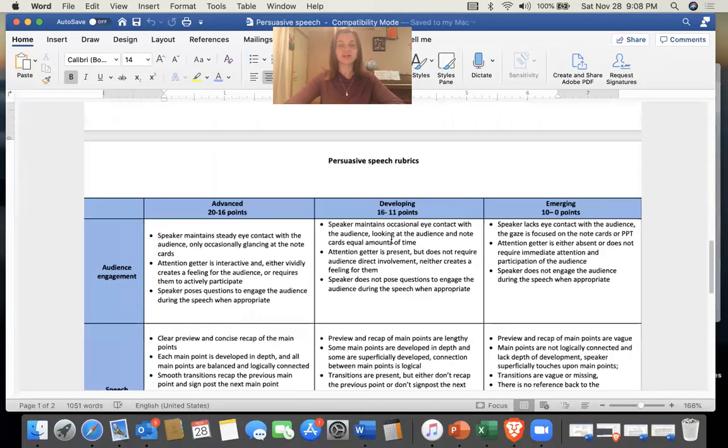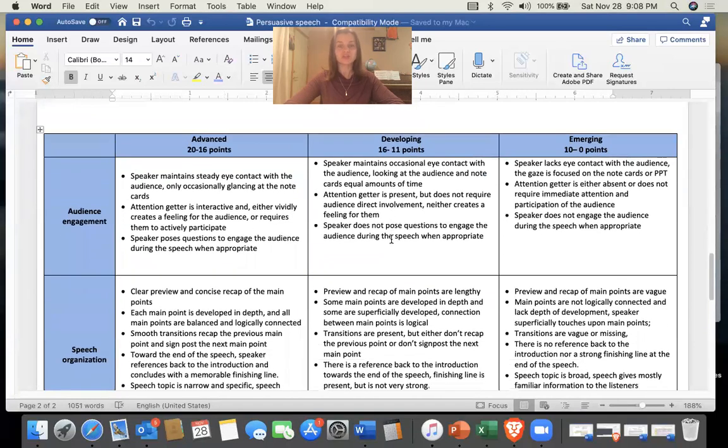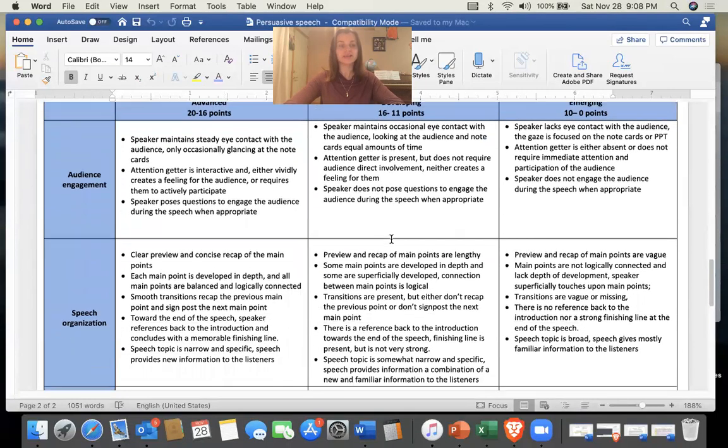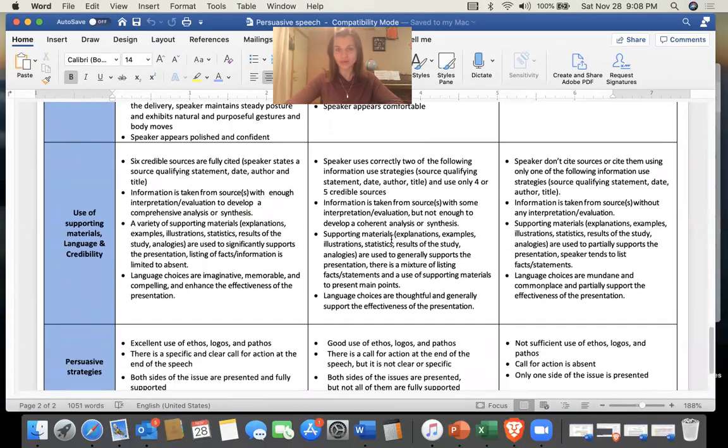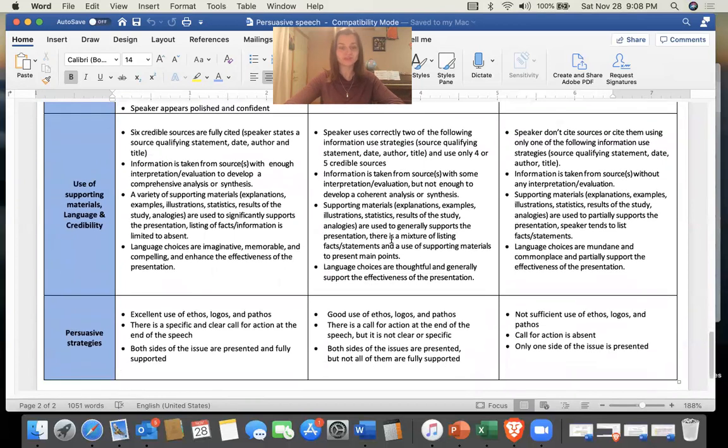If you scroll down, here are your persuasive speech rubrics. The first 4 categories: audience engagement, speech organization, physical and vocal delivery, and supporting materials, language, and credibility, are the same as your informative speech. And the one category that we are adding here is persuasive strategies. Aristotle talked about ethos, logos, and pathos. Ethos is the character of the speaker, goodwill. Logos is your credibility, supporting materials. Do you make sense as a speaker? And pathos is that emotional appeal.